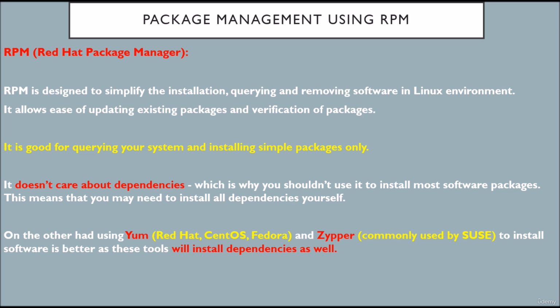On the other hand, you can use yum, which is for Red Hat, CentOS, and Fedora, and zypper, commonly used by SUSE Linux, to install software, which is better as these tools will install dependencies as well. So whatever your software needs when you're installing it, it will install the additional software automatically by using these tools. RPM does not install the dependencies, so you have to pick and choose what you need to run the RPM Package Manager for.